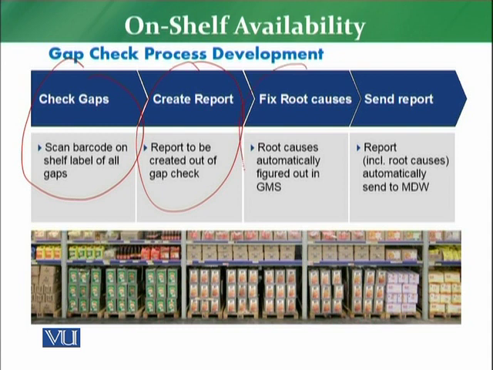Then you have to find out the root cause. How do you find out the root cause? Automatically, the goods management system can easily tell you about the root cause. It was because of a delay in ordering. It was because of a delay in delivery. It can be anything, and the gap check process can easily tell you. And the last thing is about the report. You have to send a report which includes the root cause analysis, so that you can avoid this gap in the future.